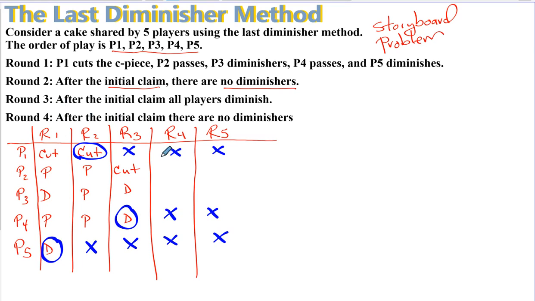After the initial cut, well, we know that will be player 2. There are no diminishers, so that's a pass, and that means that player 2 wins the piece in round 4, and that everything that's left is called the R piece, so the R piece goes to player 3.